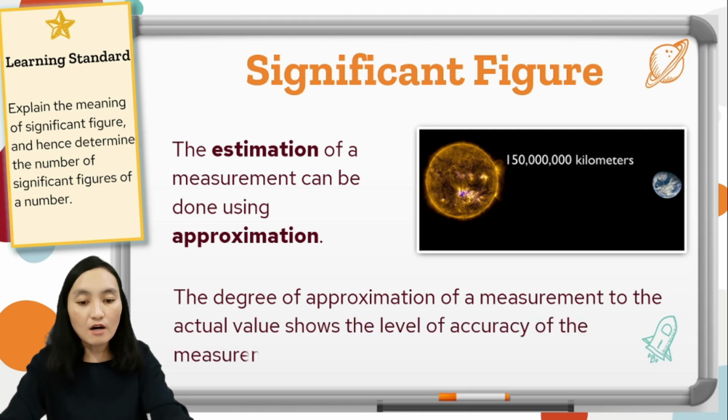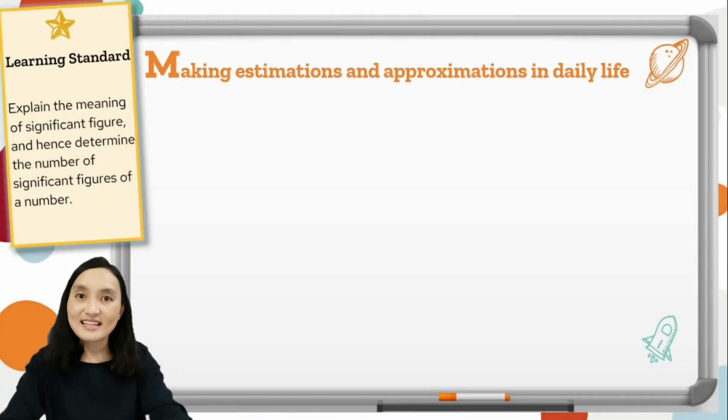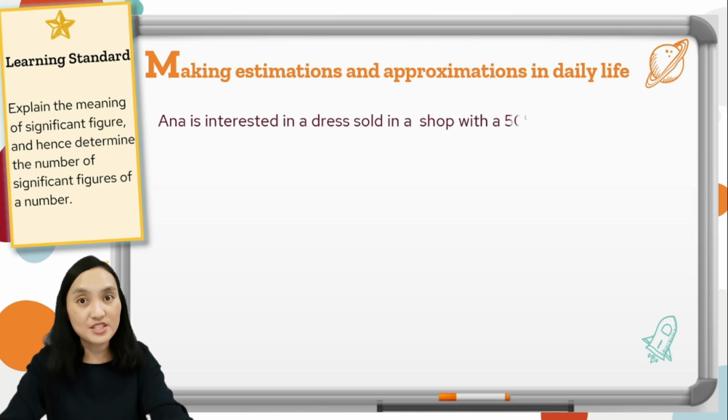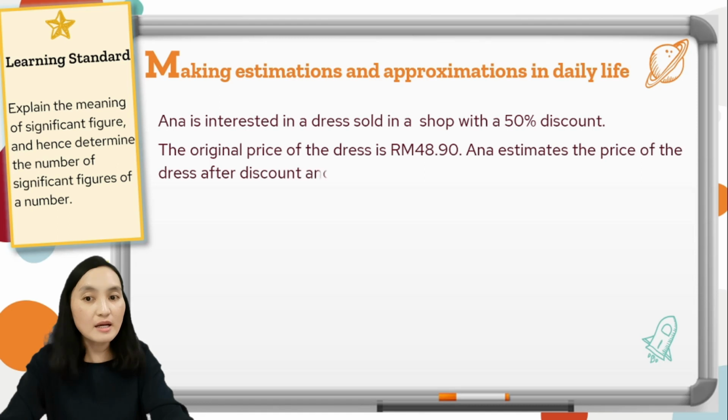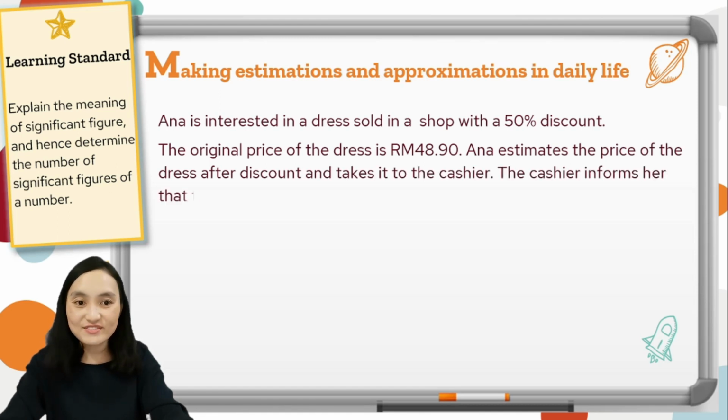The degree of approximation of a measurement to the actual value shows the level of accuracy of the measurement. The skill of making estimations and approximations can help you in many situations in daily life. Let's look at the situations shown here, making estimations and approximations in daily life.